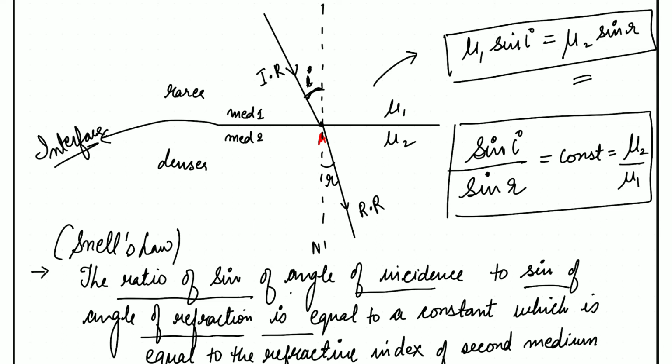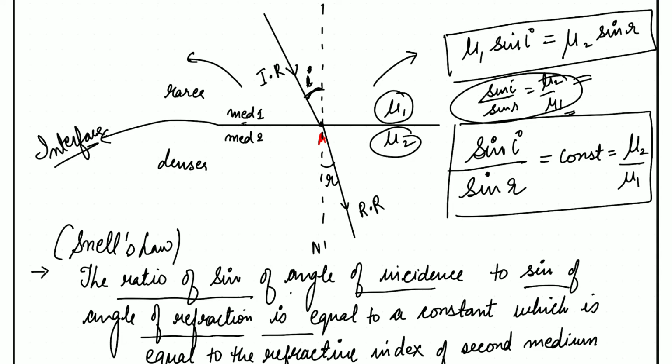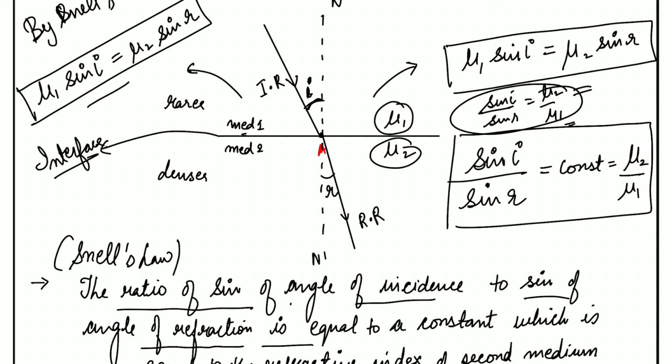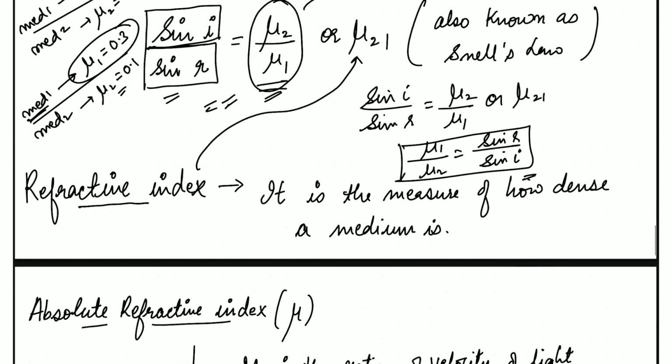This actually means the same thing. You can simply see sine i upon sine r equals nu2 upon nu1. The same thing is happening, but you don't have to remember it. Medium 1 has refractive index nu1, medium 2 has refractive index nu2. Then by Snell's law, you can write nu1 times sine of angle of incidence is equal to nu2 times sine of angle of refraction. Very easy, very simple. I hope that is understandable. Let's move forward.